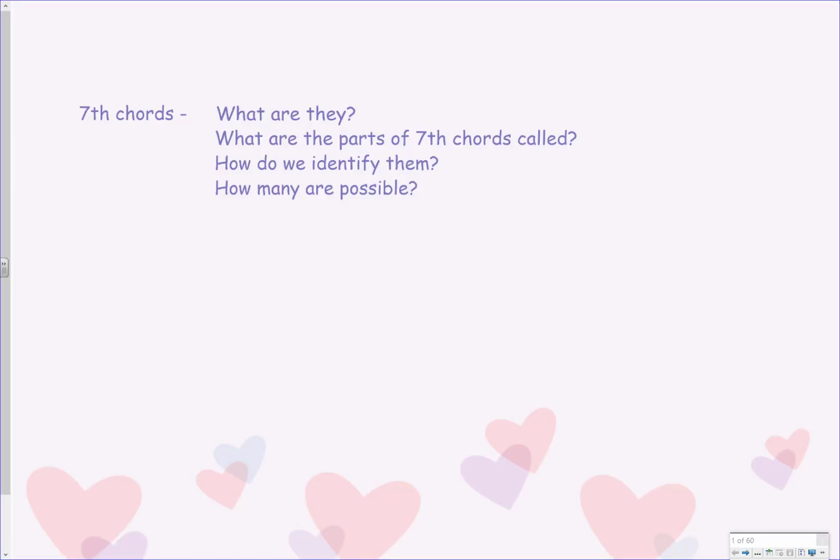Hi AP. Okay, today we are going to do an introduction to 7th chords. What are they? What are the parts of 7th chords? How do we identify them? And how many are possible? So get ready to take some notes.